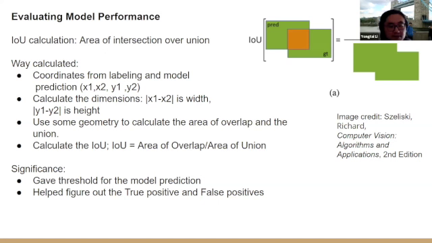Evaluating IOU is significant. First, it gives a pattern of threshold for the model prediction, since we can see how most values of IOU are distributed, and therefore determine a good threshold. Second, with the threshold being determined, this will figure out if there are cases of true positives and false positives, and maybe other types of errors.